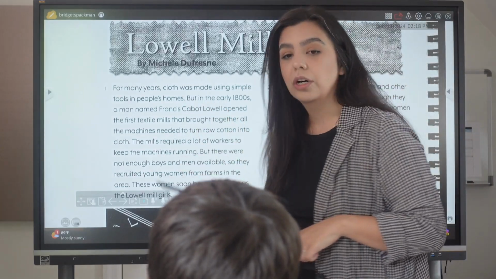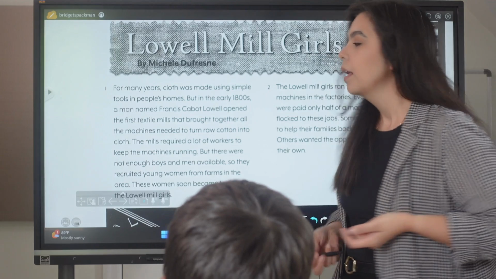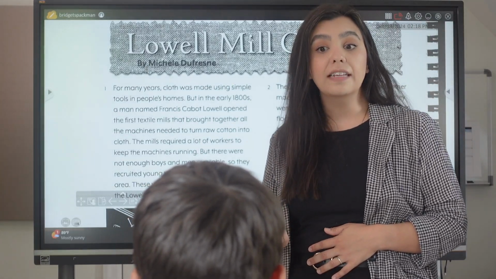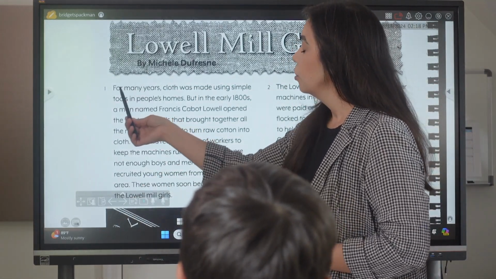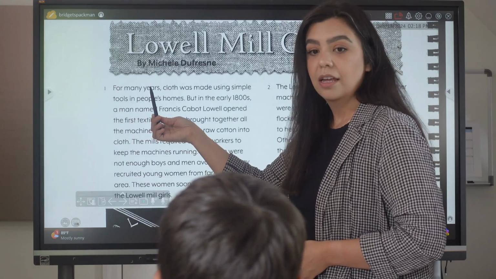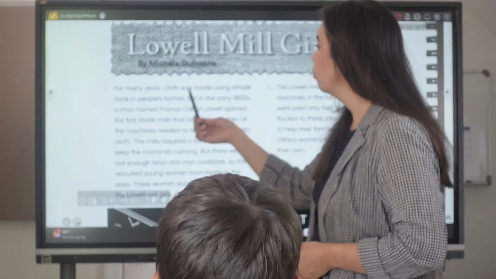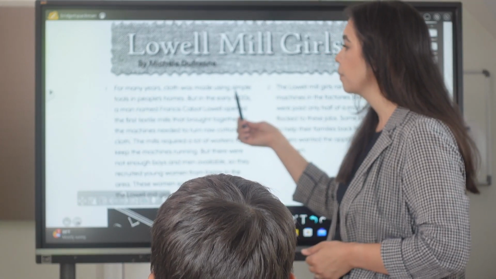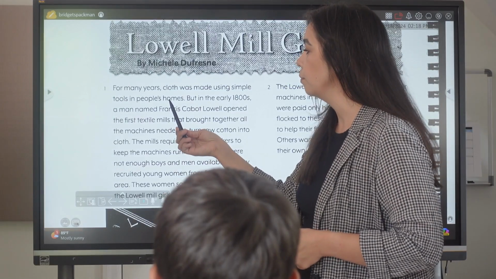And as I read this, I'm going to stop at certain words and I want you to say the words with me, or for me, rather, okay? So let's try this out and I'm going to give you an example. So I'm going to read, for many years. Perfect. Cloth was made using simple tools in people's homes.